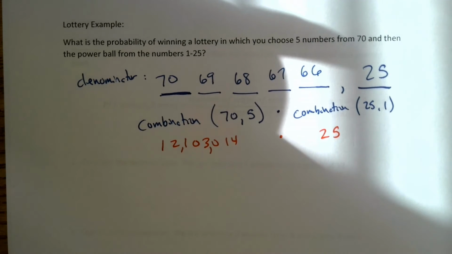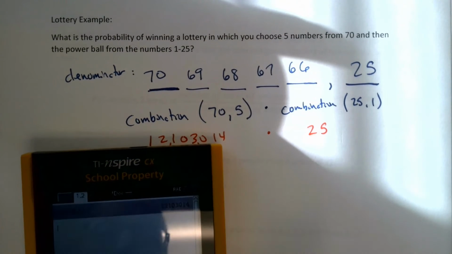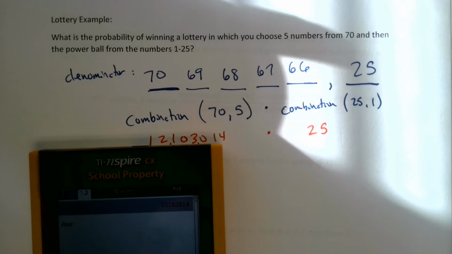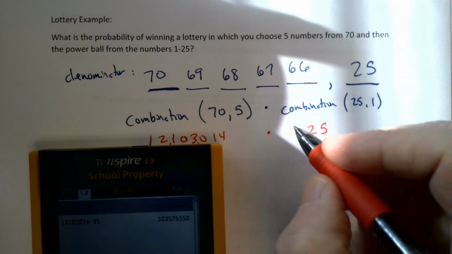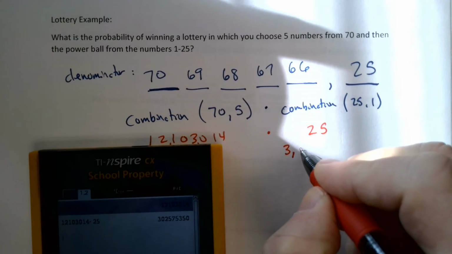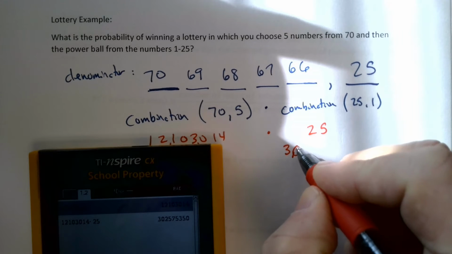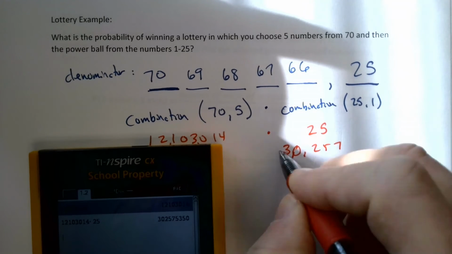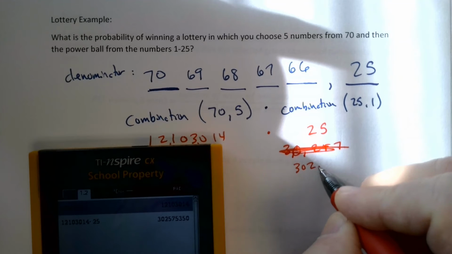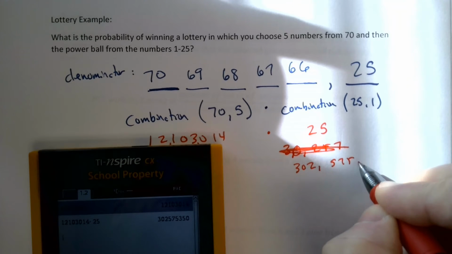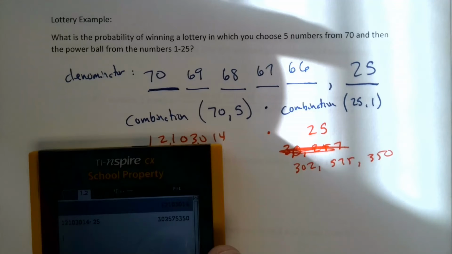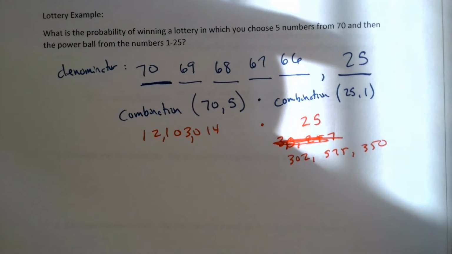All right, and then I'm going to take that number and multiply by 25. And I get 3, oh, is it 30 or is it 30? Is it 30, 257? No, my goodness, no. It's 302,575,350. That's how many different ways that you can win. 302 million ways. That's just the denominator.